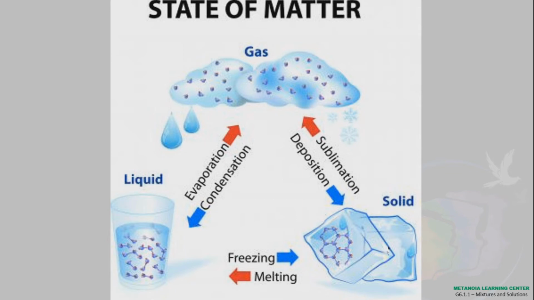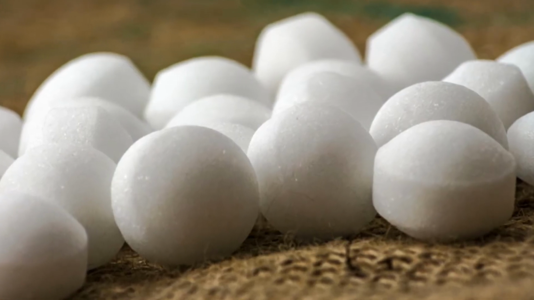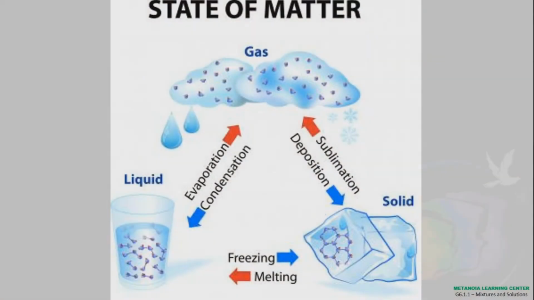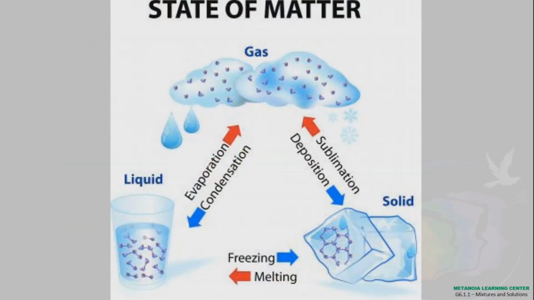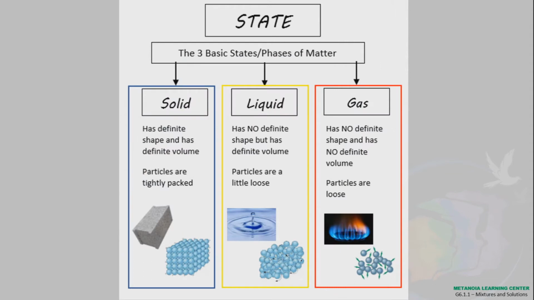Solid to gas is called sublimation, where solid turns directly into gas, like dry ice and mothballs. Gas to solid is called desublimation or deposition, where extreme coldness causes water vapor to turn into solid ice. Temperature is the main reason for the change of state of matter. Another subtopic of matter is changes.